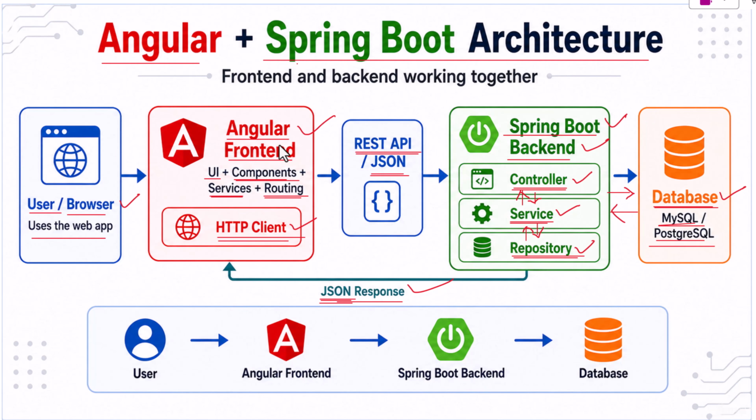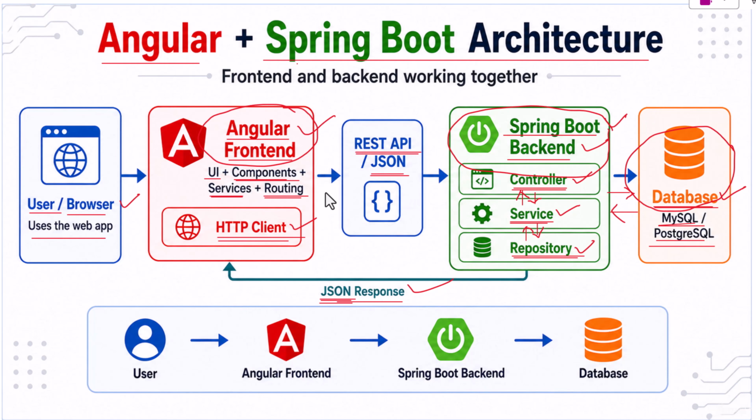This architecture gives a clean separation of responsibilities. Angular focuses on the front-end experience. Spring Boot focuses on backend APIs and business logic. The database focuses on storing and retrieving data. This makes the application easier to develop, test, maintain, and scale.